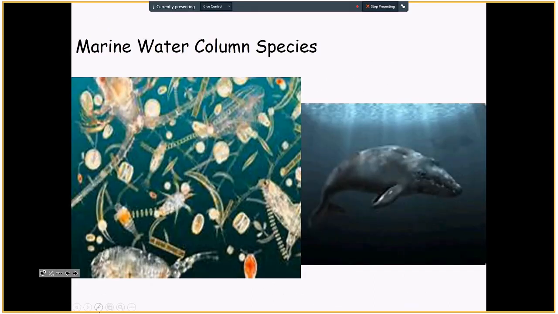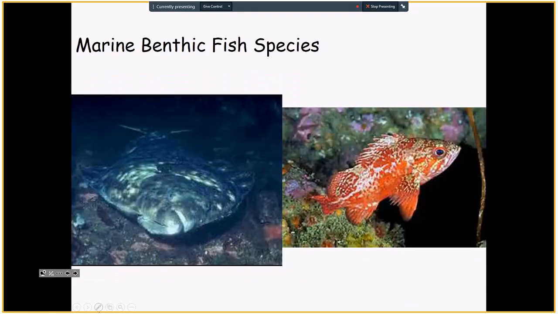So this rather lovely diagram shows plankton, and plankton are organisms that are small or not visible with the naked eye that typically float in the water column. They're broken up into zooplankton, which are animal plankton, and phytoplankton, which are plant plankton, and they form the base of most of the food webs in the marine system. And then I just put in a gray whale because it is fun.